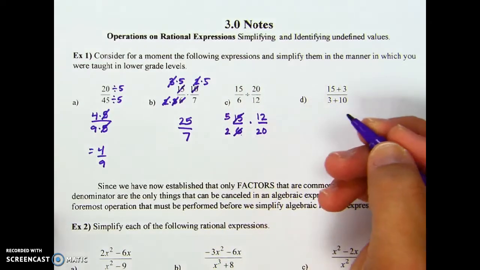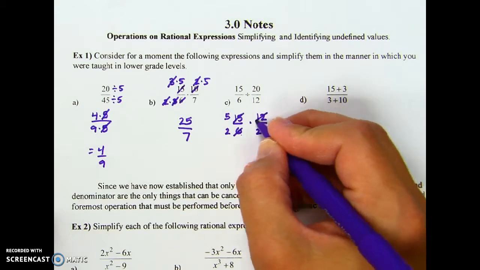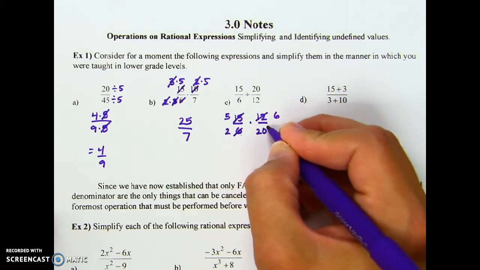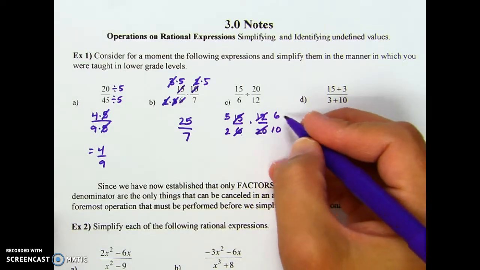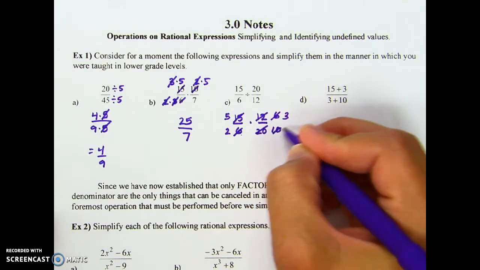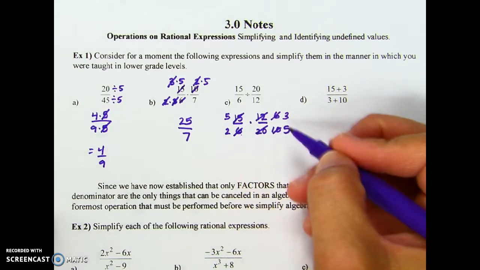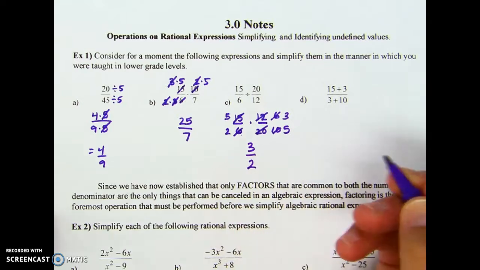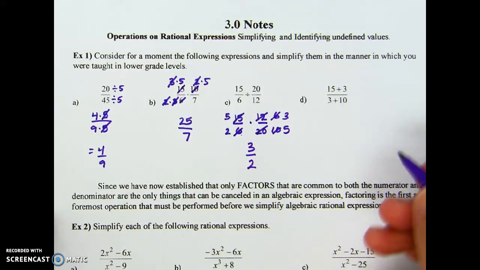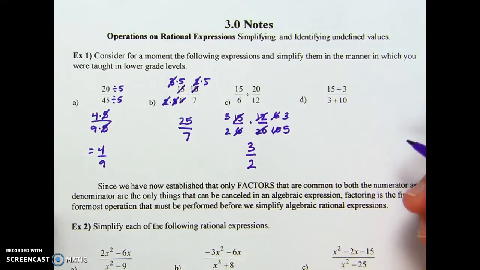And 12 and 20, you could divide those by 2. So we have 6 over 10, which means you could have divided by 4 to get 3 over 5. Now I have 5s that can divide out, and the final answer is 3/2. Do you agree? Okay, awesome. Okay, D, here we go.